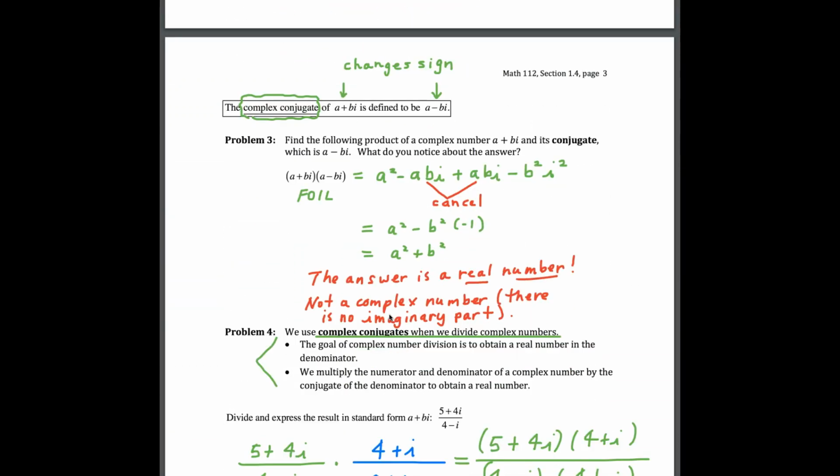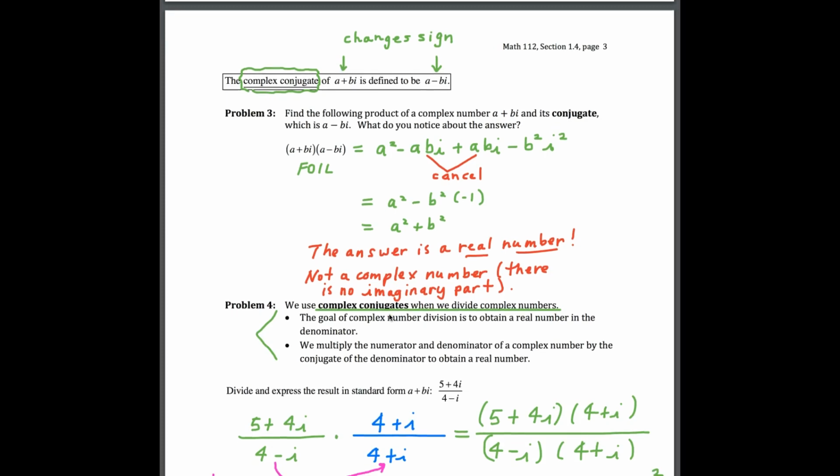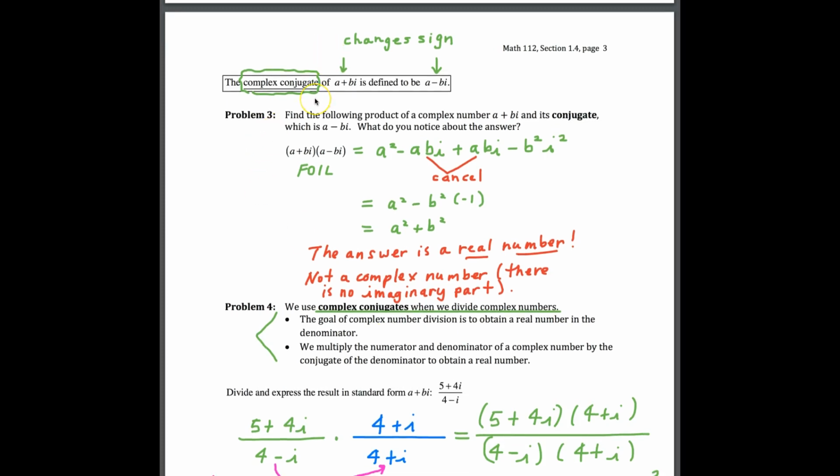Okay, now we're moving on to division, but we need to know one thing before we move on to division. We need to know what is called a complex conjugate of a complex number. So if we have a complex number, a plus bi, and we want to take what's called the complex conjugate of that number, we just change the sign in front of the imaginary part. So the complex conjugate here would be a minus bi.